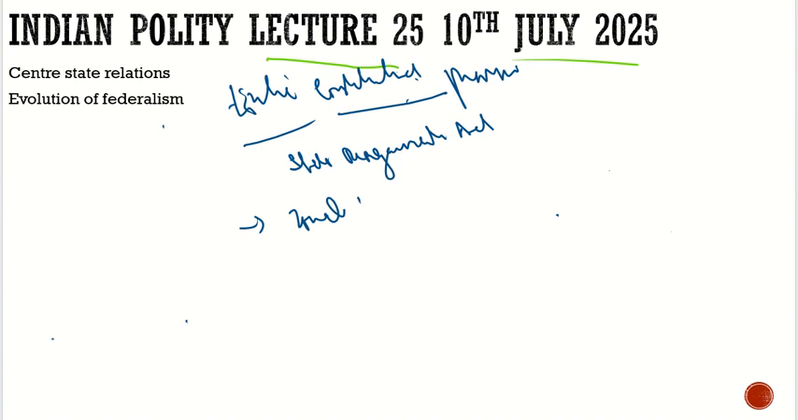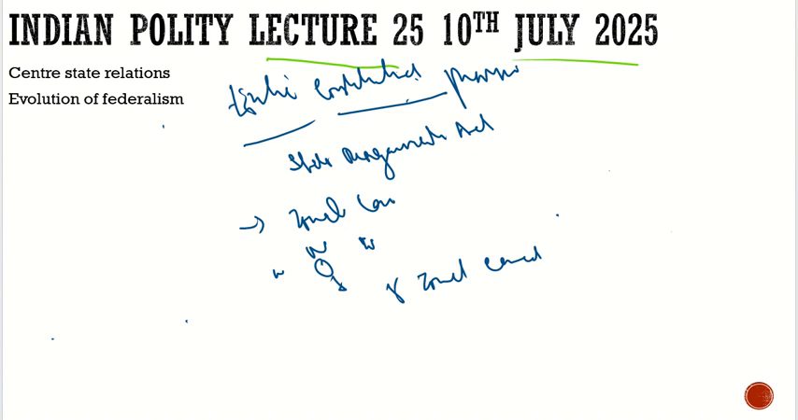So let's create these zonal councils. For example, we have the northern zone, the southern zone, the eastern zone, the western zone, and the central zone. So 5 zonal councils were created, and these zonal councils are statutory bodies.